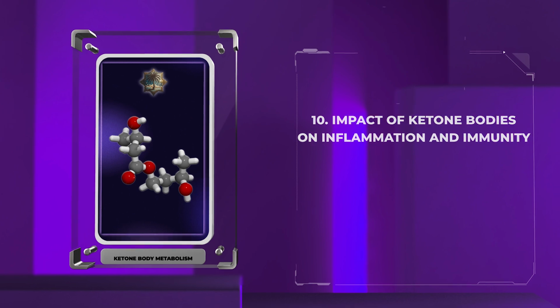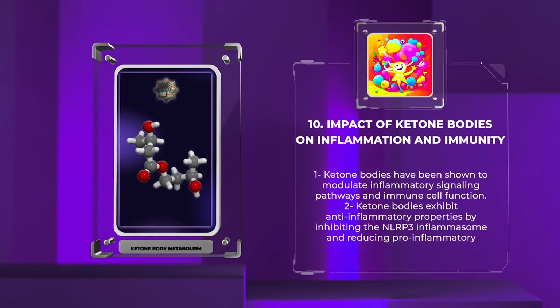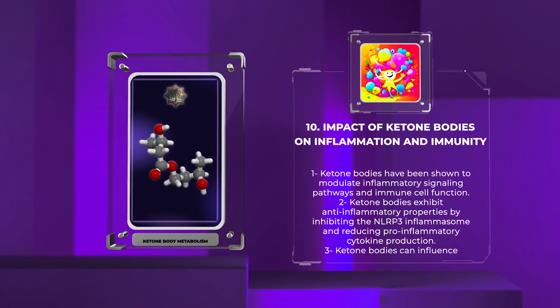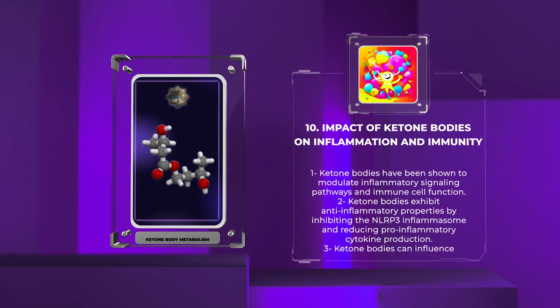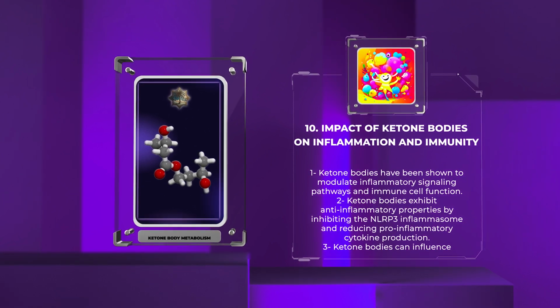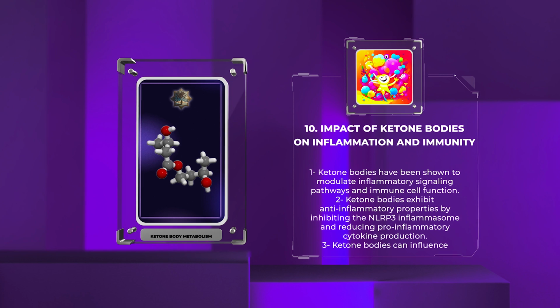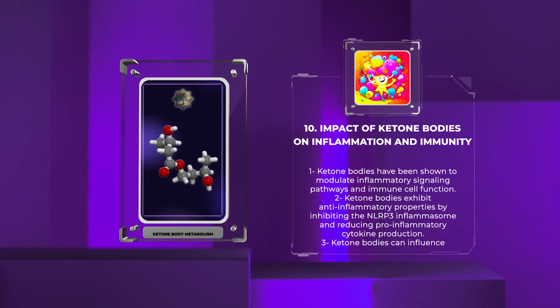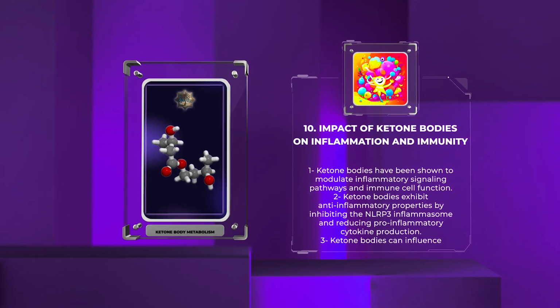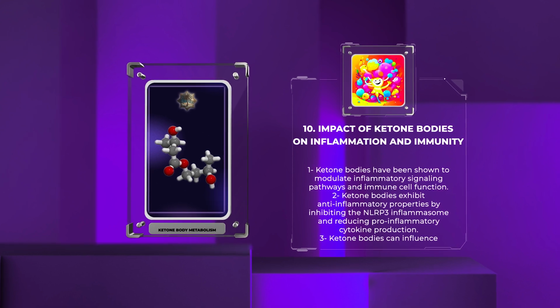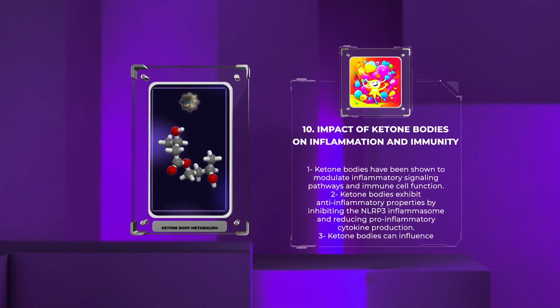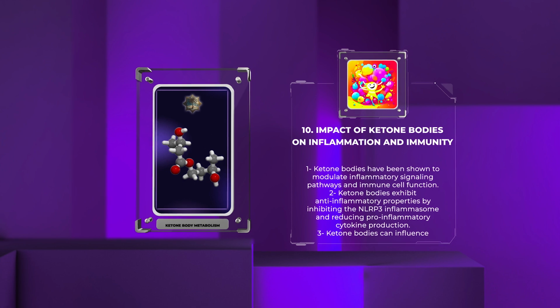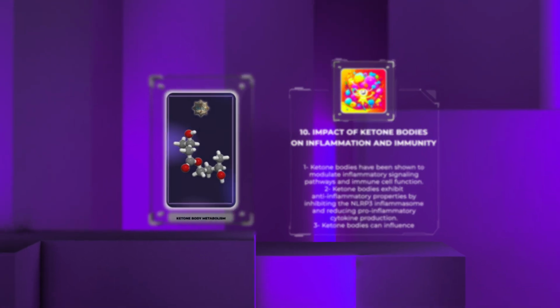Inflammation and immune responses are tightly interconnected with metabolic processes. Ketone bodies have been shown to modulate inflammatory signaling pathways and immune cell function. Specifically, ketone bodies exhibit anti-inflammatory properties by inhibiting the NLRP3 inflammasome, reducing pro-inflammatory cytokine production, and influencing immune cell migration and activation. The precise mechanisms through which ketone bodies regulate inflammation and immunity warrant further investigation.